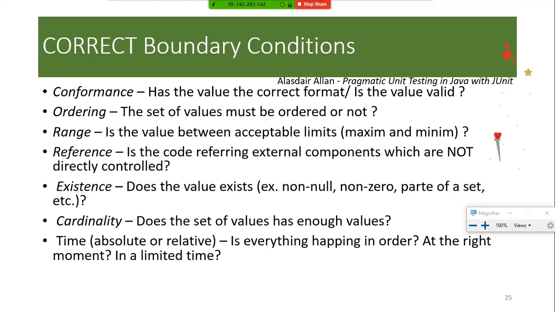And now the result should be a new array or set of values which are now sorted. So you see, this is ordering. Now, range is the value between acceptable limits.